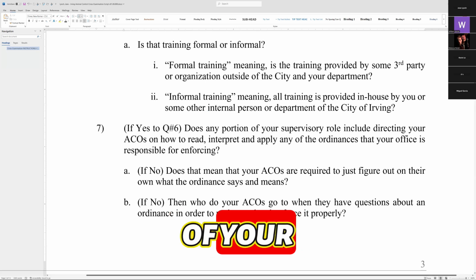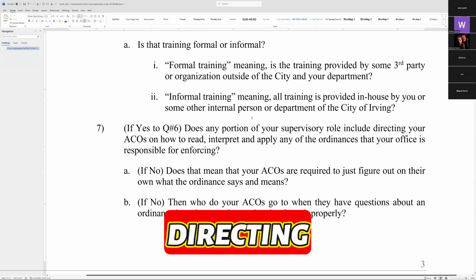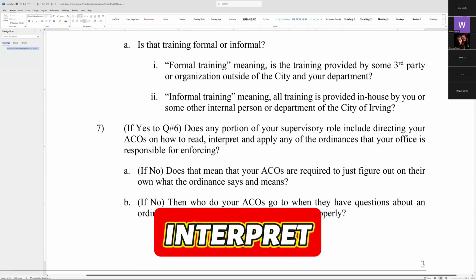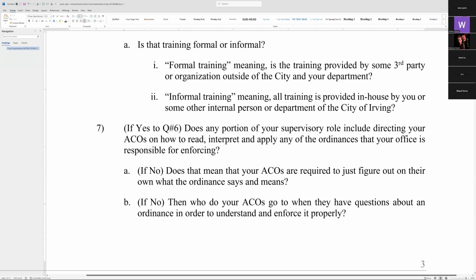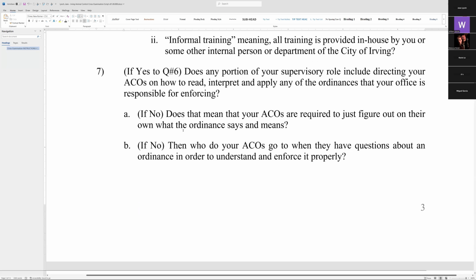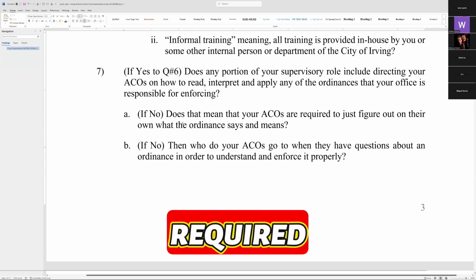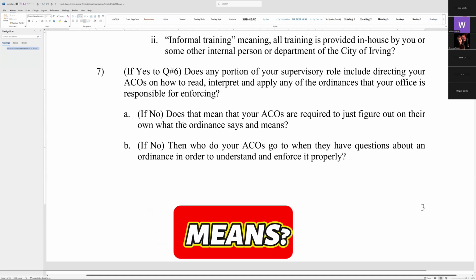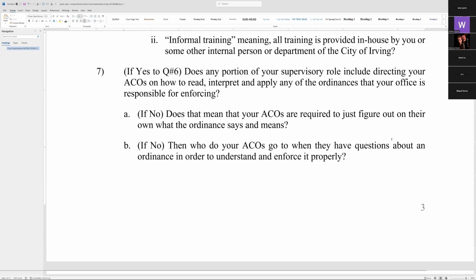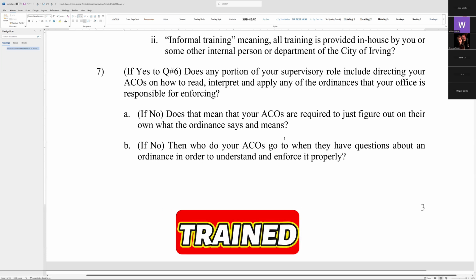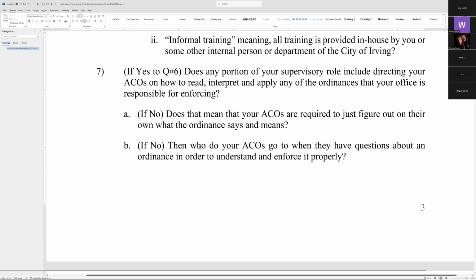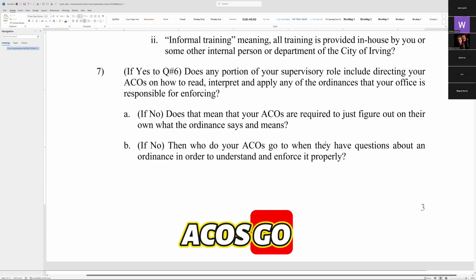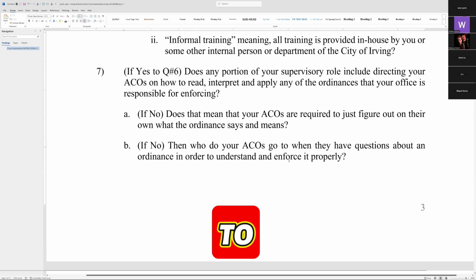Does any portion of your supervisory role include directing your ACOs on how to read, interpret, and apply any of the ordinances that your office is responsible for enforcing? No. Does that mean that your ACOs are required to just figure out on their own what the ordinance says and means? Well, they can read English. So they're not trained. Now, I don't have that question here, but we can address it. Then who do your ACOs go to when they have questions about an ordinance in order to understand and enforce it properly? Me?